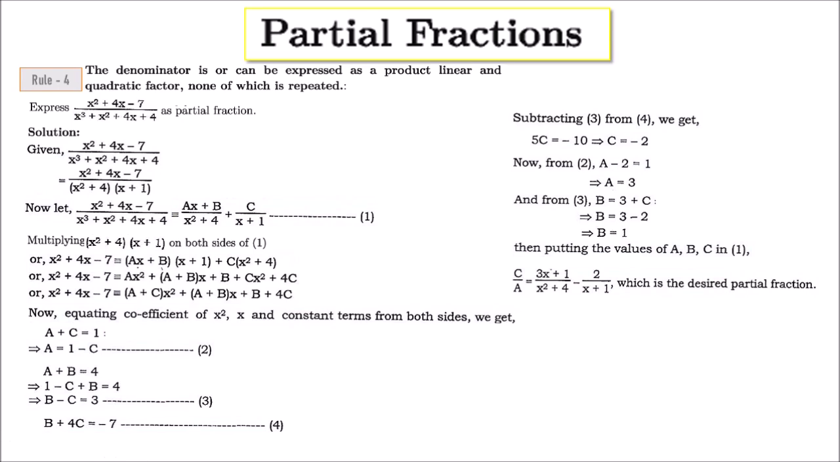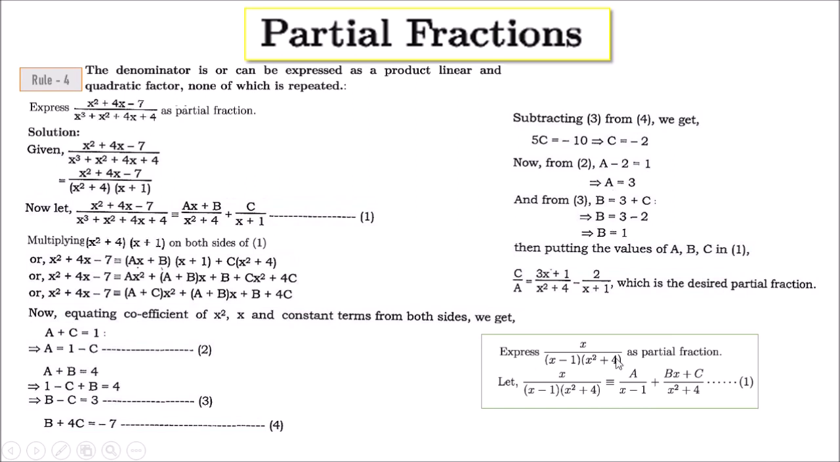So this is a partial fraction where the denominator is or can be expressed as the product of linear and quadratic factors. It's a linear, the simple one, and a quadratic factor there, none of which is repeated, none of them is repeated here. So here is another example. Look at here, x minus 1 is a linear one, and this is x square plus 4. So for the linear one, I'm just taking a by x minus 1, and for the quadratic one, bx plus c by x square plus 4.